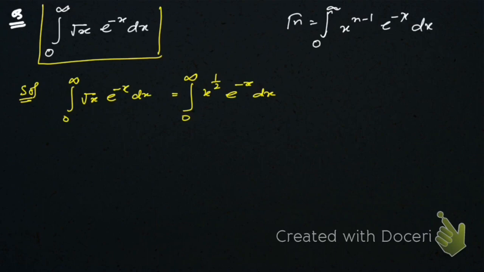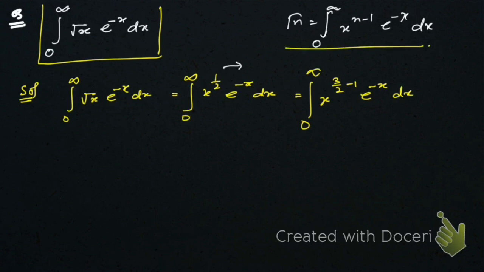So now you see, we can write this x to the power half as x to the power 3 by 2 minus 1. Then only we can compare with this, right? So what are we going to do now? You can write this as 0 to infinity, then half can be written as 1 and half minus 1, that means 3 by 2 minus 1 e to the power minus x dx. Then by definition, here the value of n is nothing but 3 by 2, so that's why we have got gamma 3 by 2.